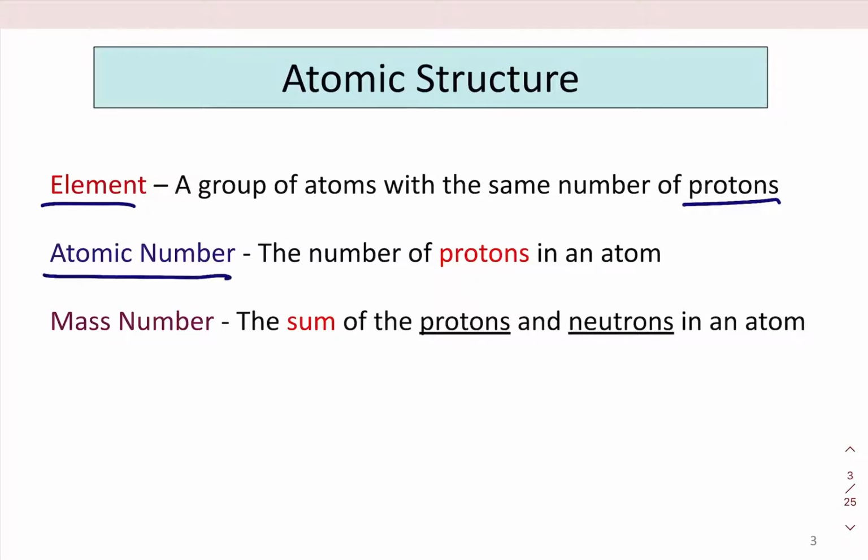Atomic number, the next thing we need to know about, that is the number of protons in an atom. So for example, the atomic number of carbon is 6. It means it has 6 protons. The atomic number of magnesium is 12. It has 12 protons, all right?